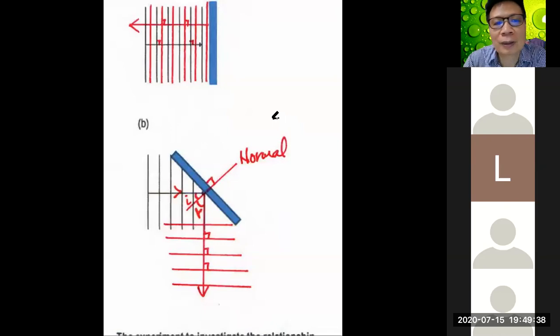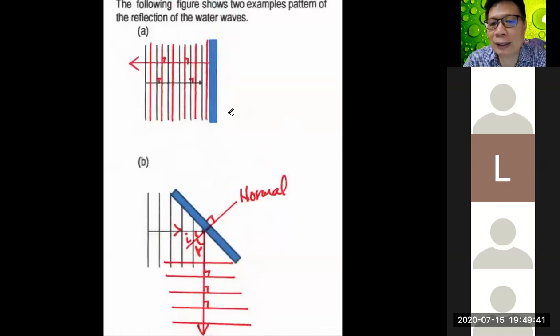Hashini? Yes, sir. During reflection, what will change now? Velocity will change. Yeah, correct. And one more thing will change is what? Yu Tong? The direction, correct. You see this one goes to the right, then this one goes to the left, this one goes to the right, this one goes down. Direction changes, right? So the velocity changes, direction changes.